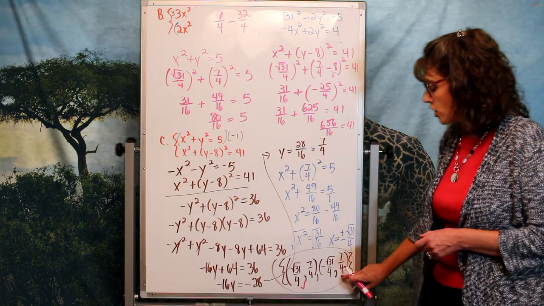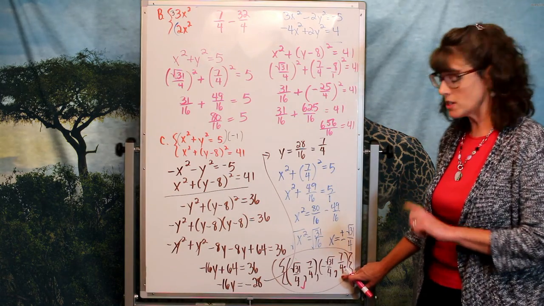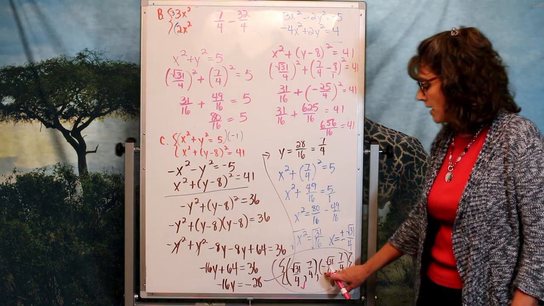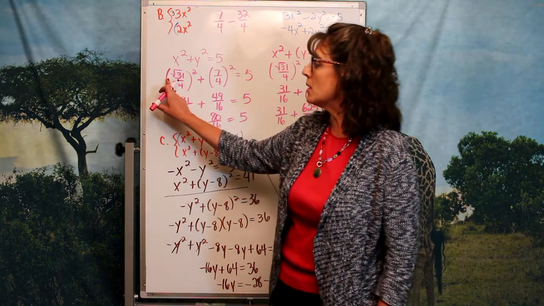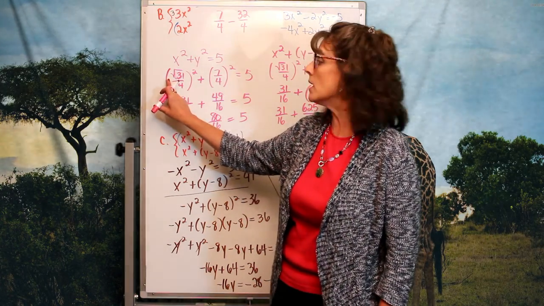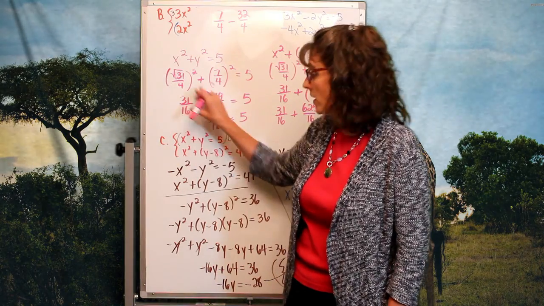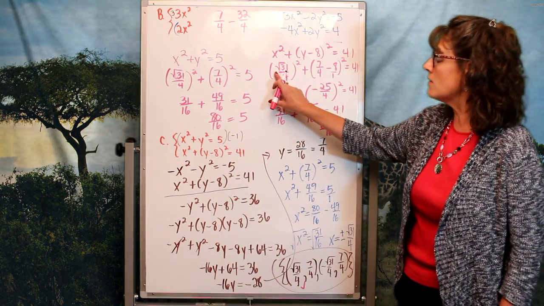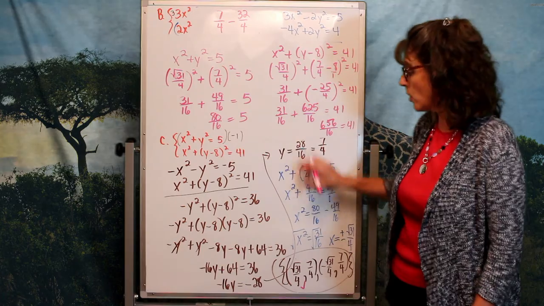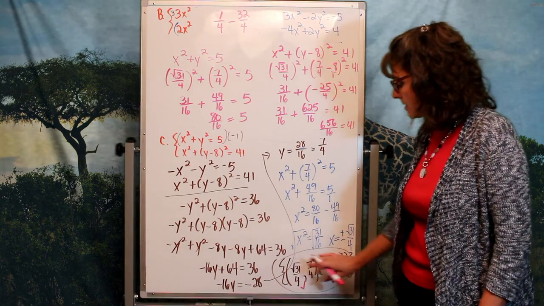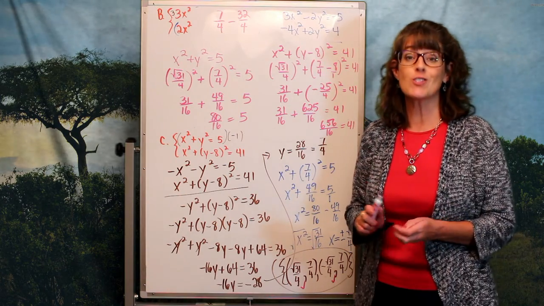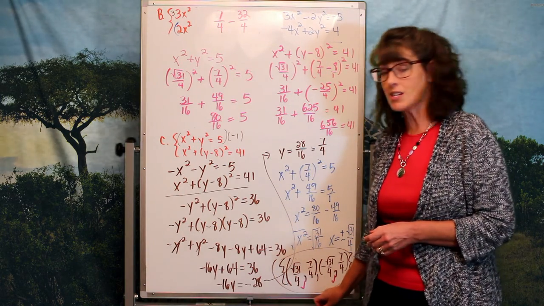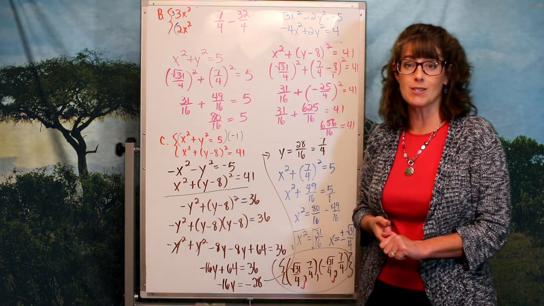Now I need to check this one, but notice the only difference between the two is that this square root of 31 over 4 is negative. Think about what's happening here. When I put a negative in here and I square it, it becomes positive. So I'll get the same result. So yes, these two solutions do in fact work in both equations. They are the solutions to the system. Both of them are solutions to the system.